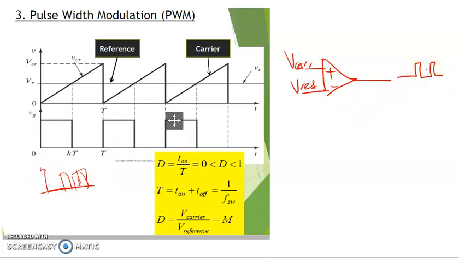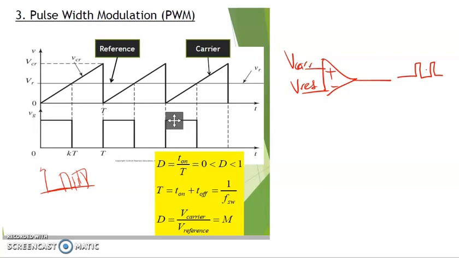But how the pulses are actually generated is by comparing the carrier and the reference. We have a comparator in the control circuit, with the carrier compared to the reference. The reference is a simple DC voltage. Meanwhile, the carrier is a sawtooth type of signal, so we compare it with the DC from the reference.